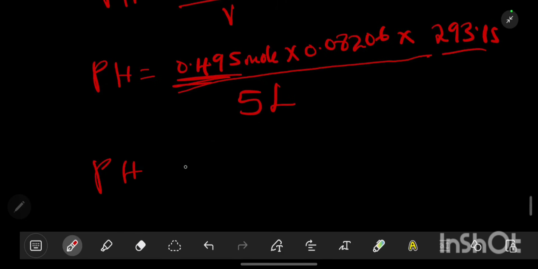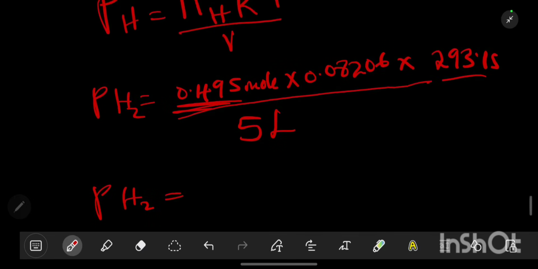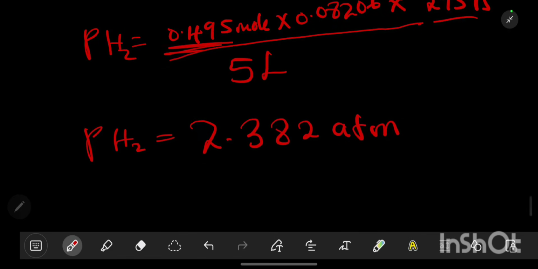So the pressure of hydrogen gas is equal to 0.495 times 0.08206 times 293.15. Then this value we divide by 5, and we are going to get 2.382. So this will be our pressure in atmospheres.